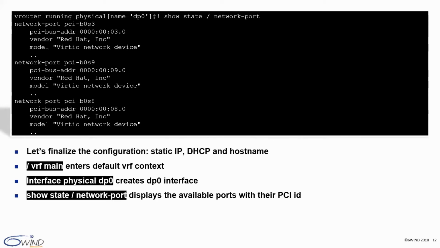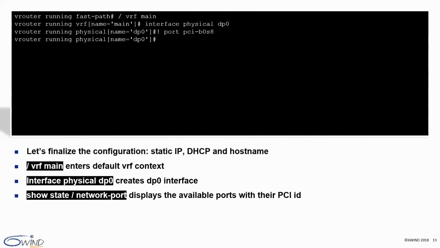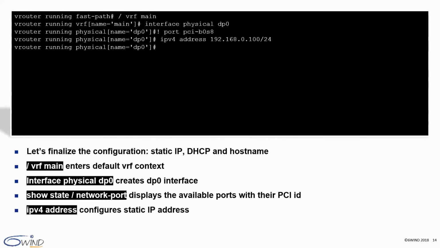Let's list the network ports available in the system. The show state commands are available from configuration edit mode. We use a command with an absolute path to dump the list of network ports in the system with their corresponding PCI IDs. After binding a port to the new interface, the exclamation mark disappears. We now configure a static IP address. And we go back to the root of the VRF using 2 dots twice to go 2 levels up.